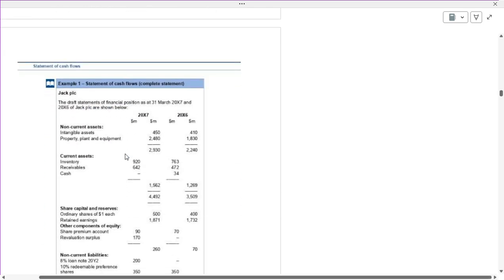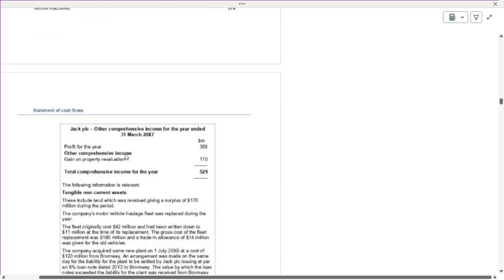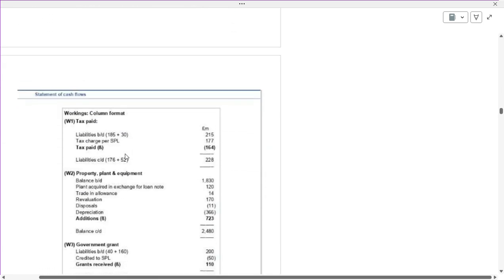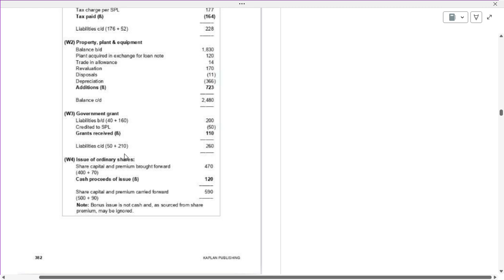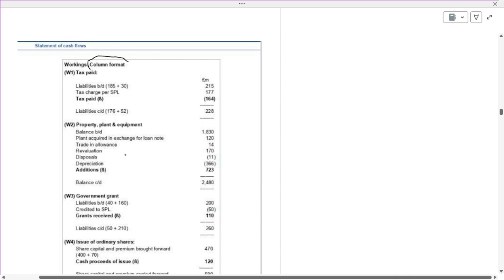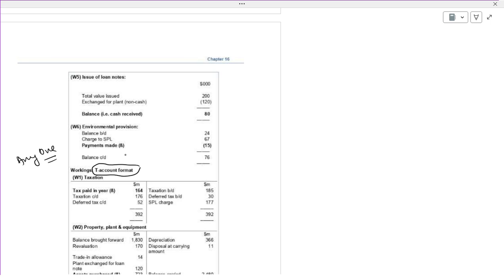They have given this as an example. In the example, they have mentioned so many things. Apart from that, see, they have done this in two ways: in the column format, and in a T format. Any one method we have to follow. Follow one method, it will be easy. Debit and credit, both methods are easy.